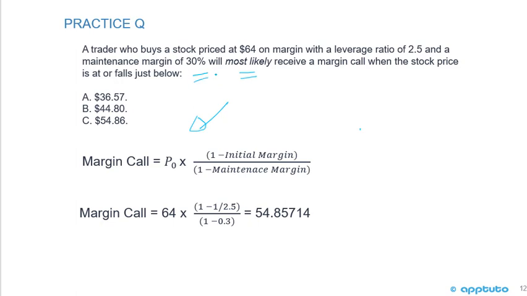So they're giving us the maintenance margin, 30%. But you can see they're not giving us the initial margin in terms of percentage. They're giving us the leverage ratio. So we know the initial margin equals 1 divided by the leverage ratio, which equals 1 divided by 2.5.